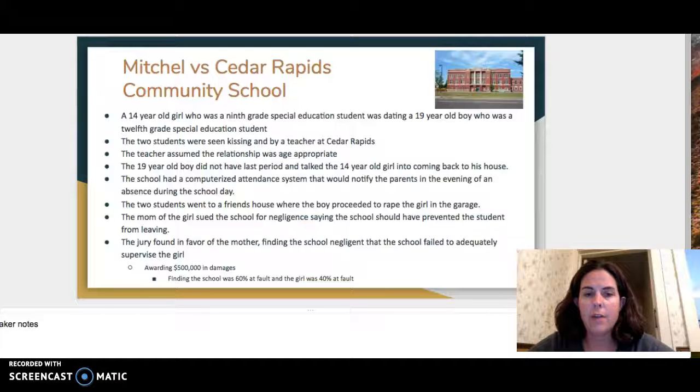The jury found in favor of the mother, finding the school negligent, that they failed to adequately supervise the girl. They awarded $500,000 in damages. In awarding those damages, they also found that the school was 60% at fault and that the girl did have some fault, and she was at 40% fault.